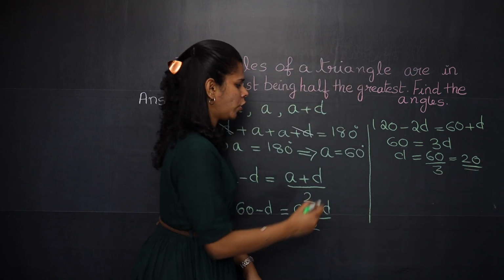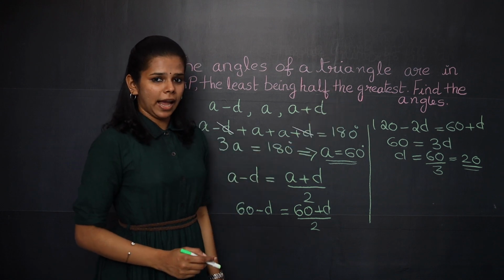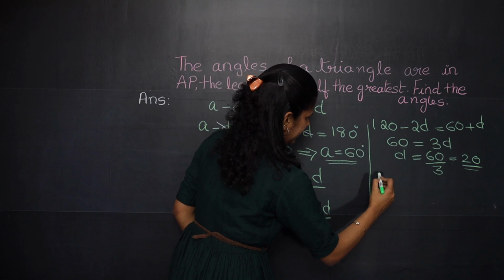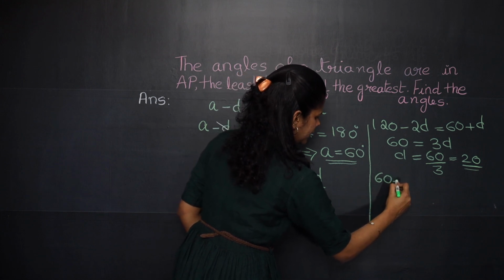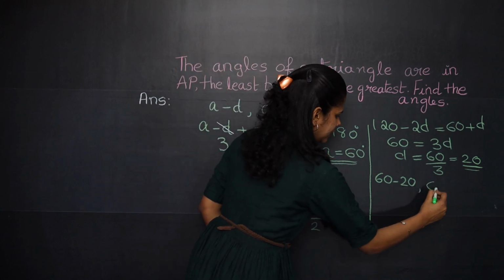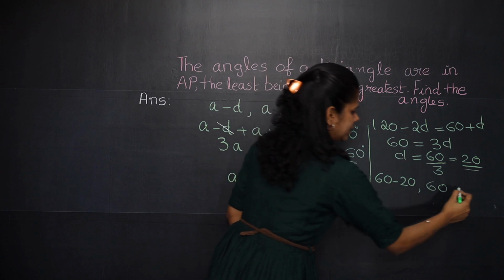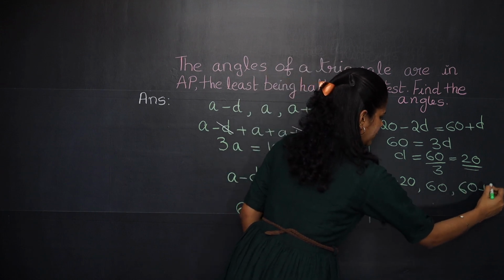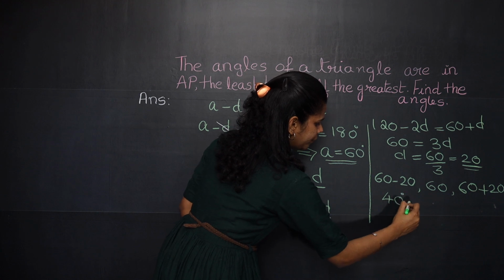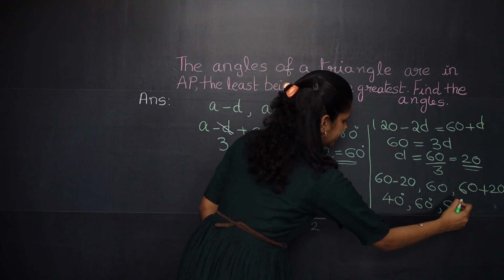So now you got A and D. Now you can find the angles. So the angles are A minus D, that is 60 minus 20, comma A, that is 60, comma A plus D, that is 60 plus 20. So the angles are 40 degree, 60 degree and 80 degree.